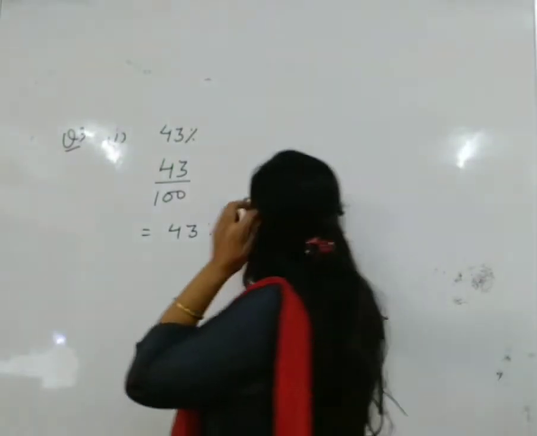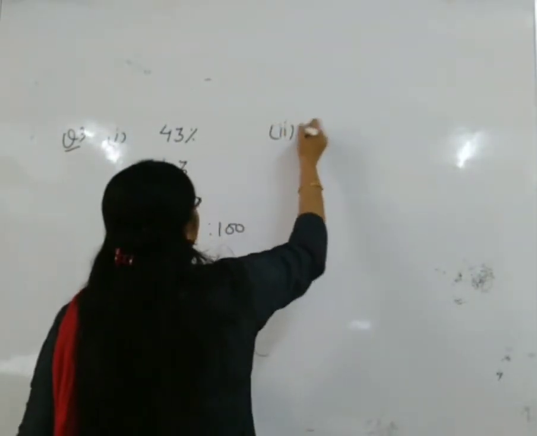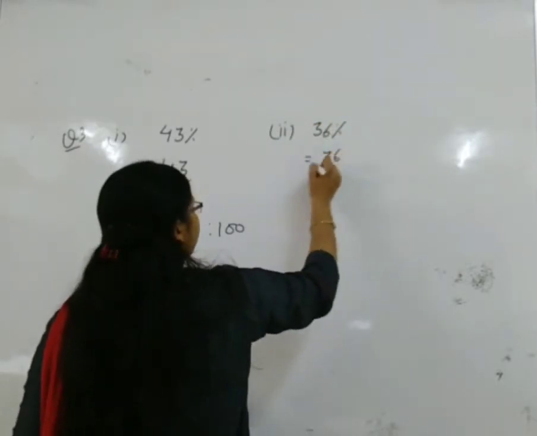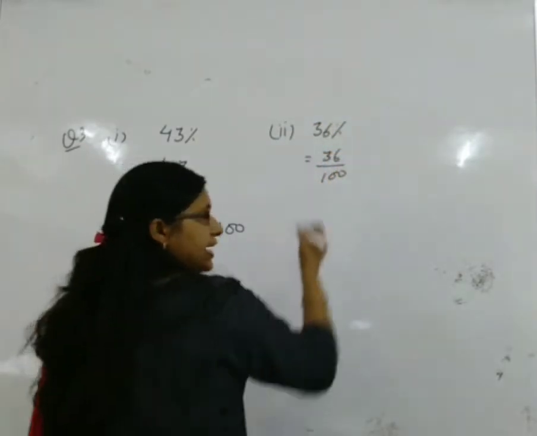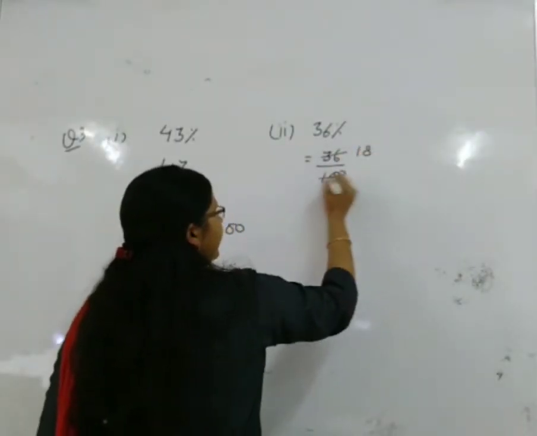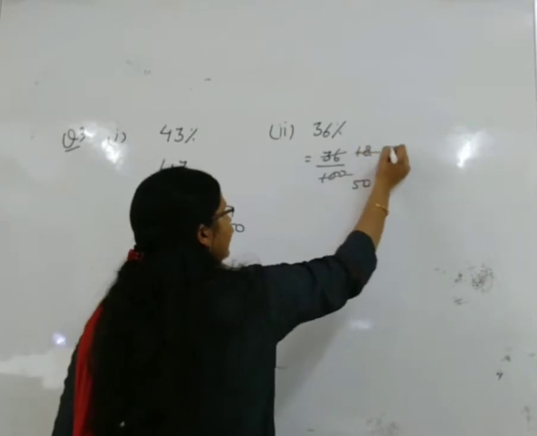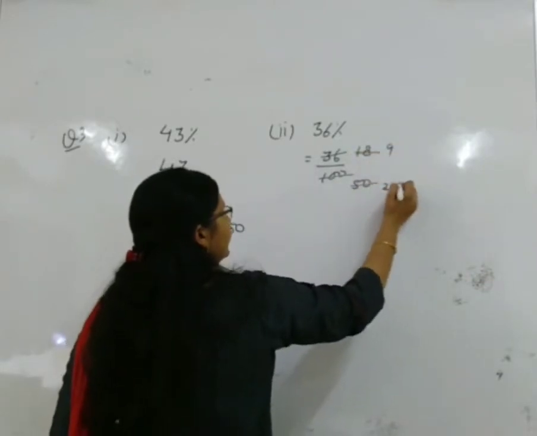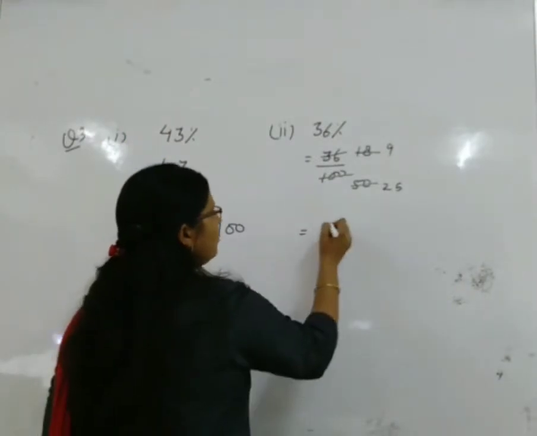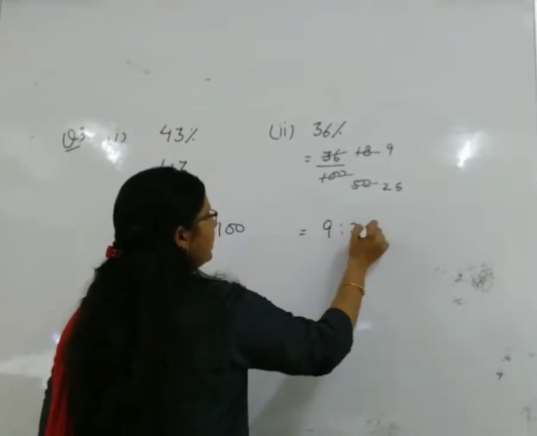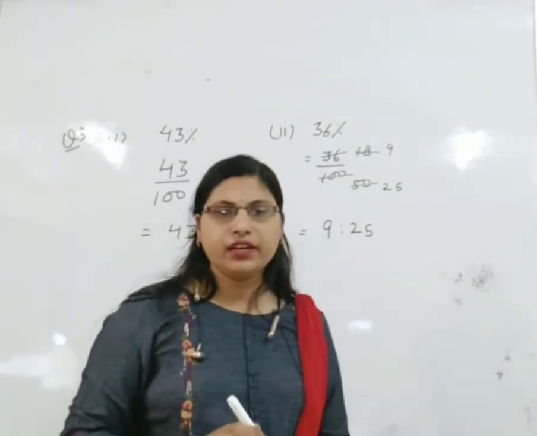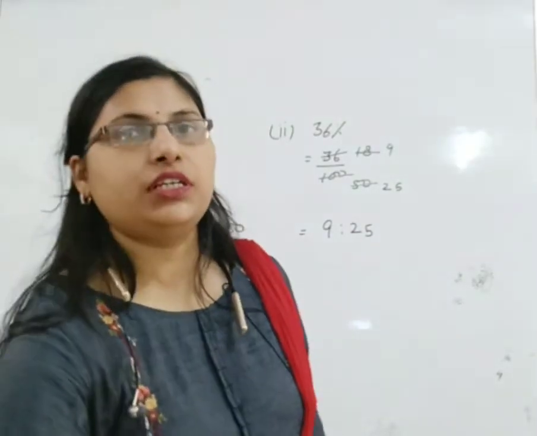36%. So it is 36 upon 100. We can cancel it out. So it becomes 18 upon 50. Again we can cancel out by the table of 2. It is 9 upon 25. In the ratio form we can write 9 ratio 25. This is your answer. Clear everyone? Let us see the next question.